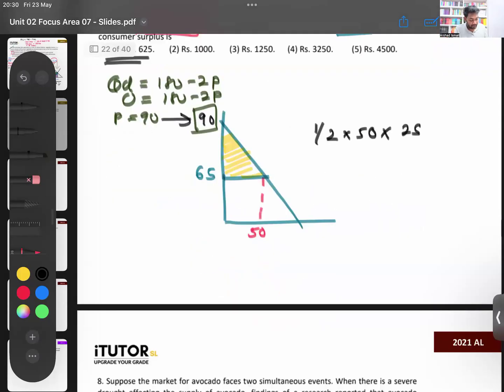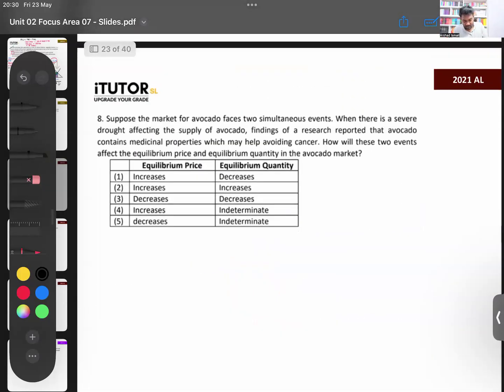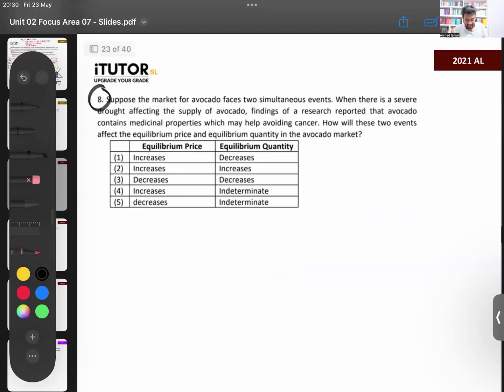Okay. Right. 2021. Question number 8. They're asking you, suppose the market for avocado faces two simultaneous events. There is a severe drought affecting the supply of avocado. Findings of a research report that avocado contains medicinal properties which may help avoid cancer. How will these two events affect the market equilibrium price and quantity in the avocado market?